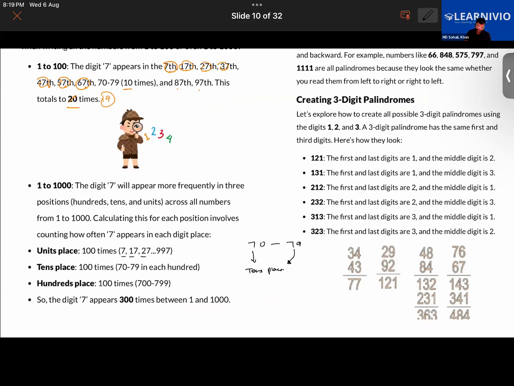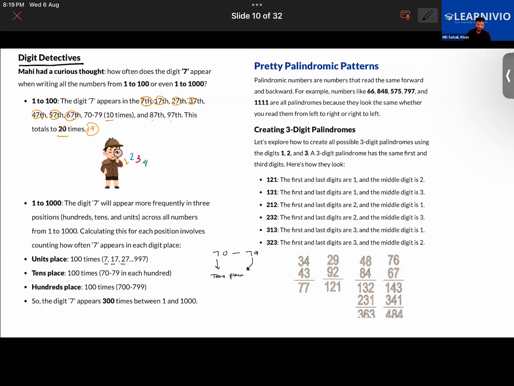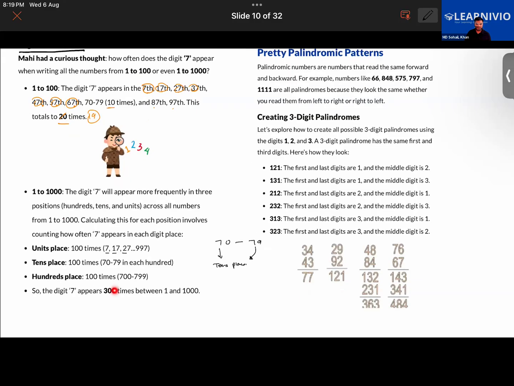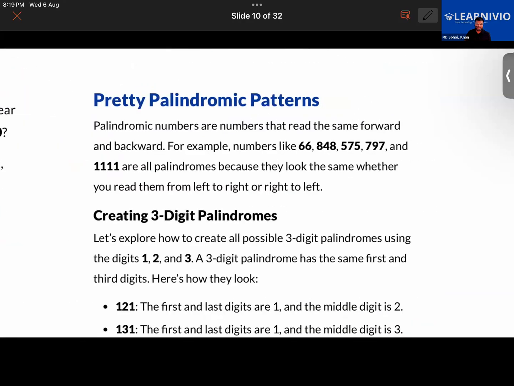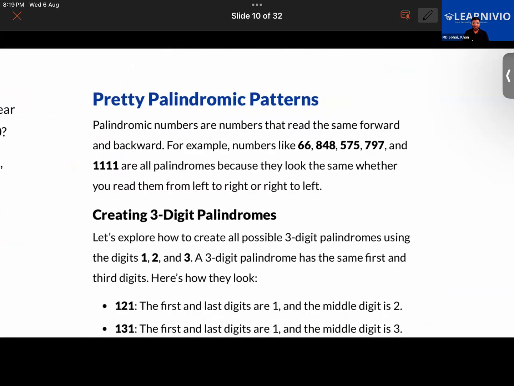And the same pattern will follow for any other numbers, right? Good. Then we have another topic about palindromic patterns. Palindromic numbers are the numbers that read the same forward and backward. Whether you read it from the left side or the right side, it's basically the same.